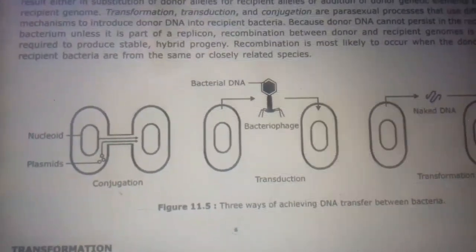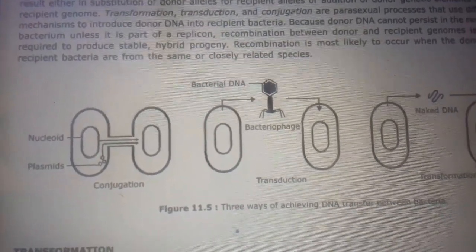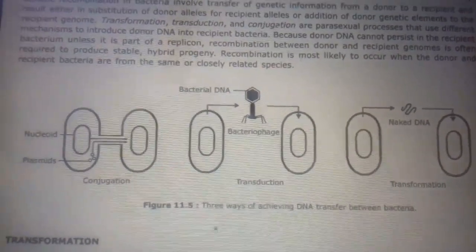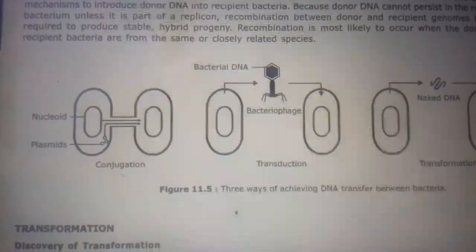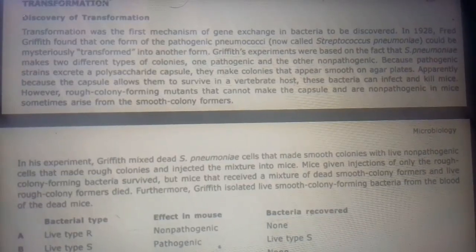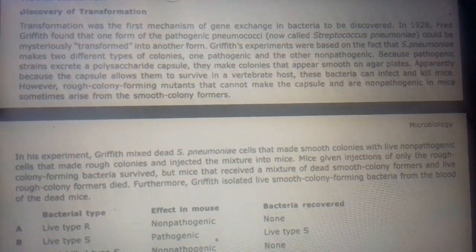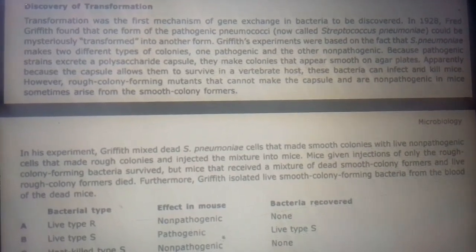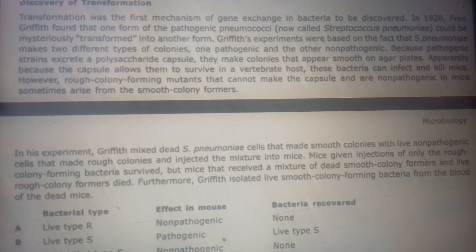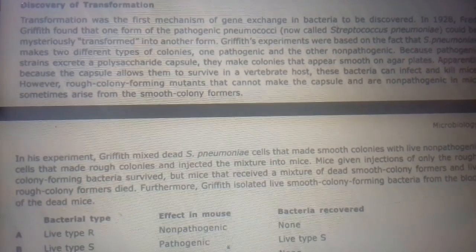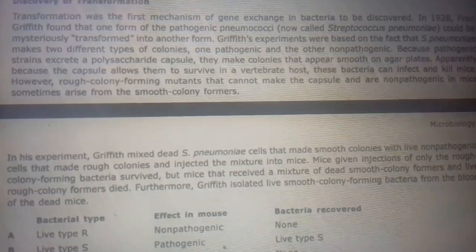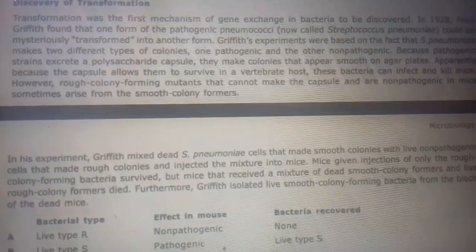Nucleoid and plasmid in conjugation occur, bacteriophage and bacterial DNA in transduction, and naked DNA in transformation. Transformation was the first mechanism of gene exchange to be discovered. In 1928, Fred Griffith found that one form of pathogenic pneumonia bacterium, now called Streptococcus pneumoniae, could be mysteriously transformed into another form.